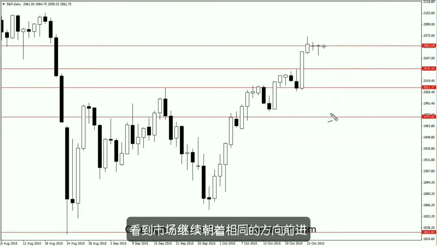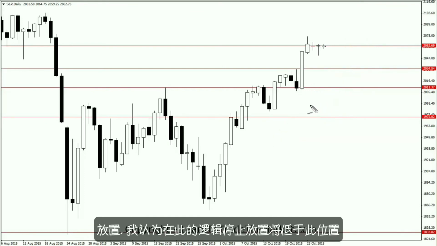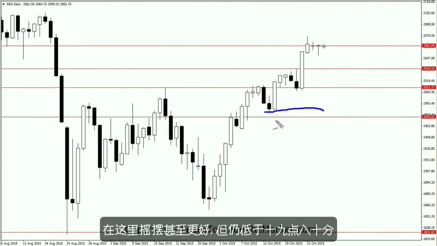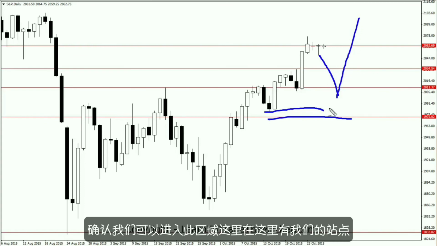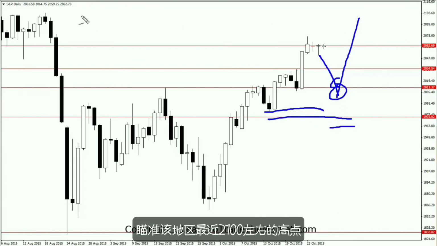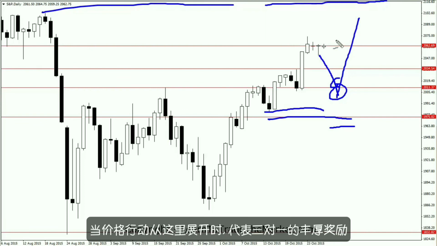Now just a quick word on stop placement. I think the logical stop placement on this would be below this swing here, and even better yet below 1980, which is well below that swing low there. So if we were to wait for the market to pull back, have a confirmation, we could enter in this area here, have our stop below here, and target the recent highs around 2100 up in this region here, that would represent a 3-to-1 risk reward.